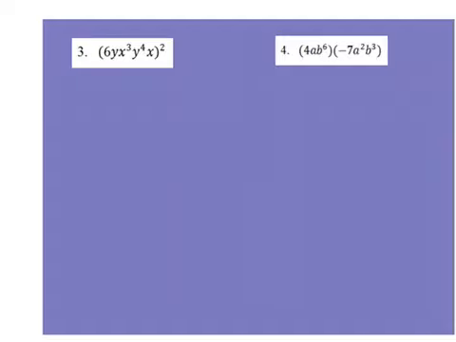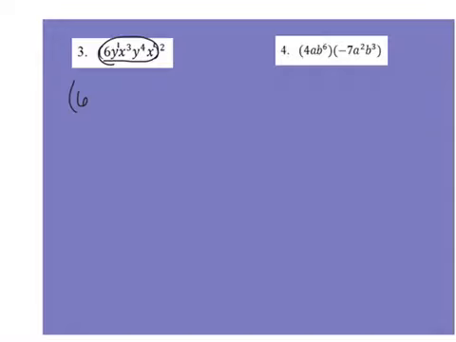Example number 3 here then. I have 6y, x to the 3rd, y to the 4th, x, all squared. So in a problem like this, I want to look inside the parentheses first. So I'm going to look inside here and see if I can simplify anything in there. So those are all multiplying, so I know that when I multiply, I can add the powers. So this y here is an imaginary 1, and this x here has an imaginary 1. So I'm going to put my x's together and my y's together. So I still have a 6.